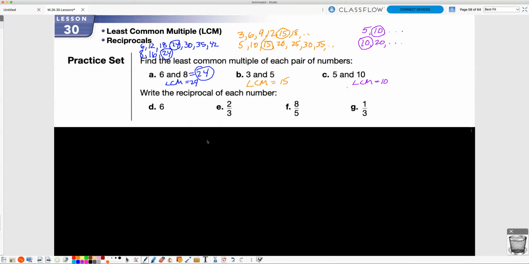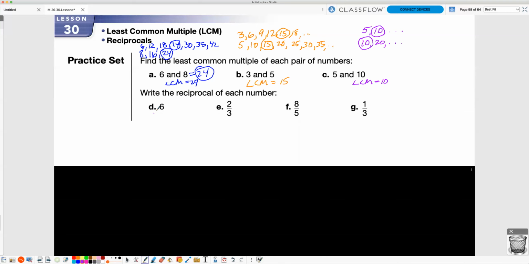Write the reciprocal for each of these numbers. So letter D, go ahead. The reciprocal of 6 would be 1/6. The reciprocal of E, 3/2. The reciprocal of F, 5/8. The reciprocal of 1/3, 3/1.